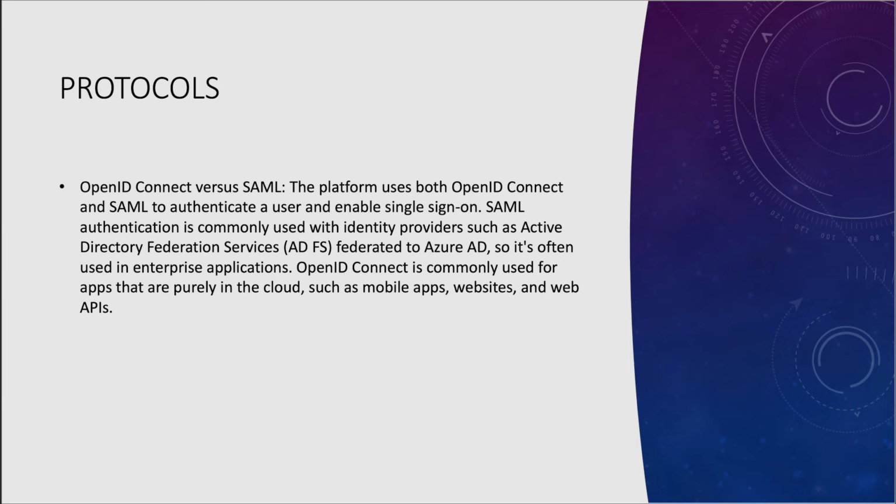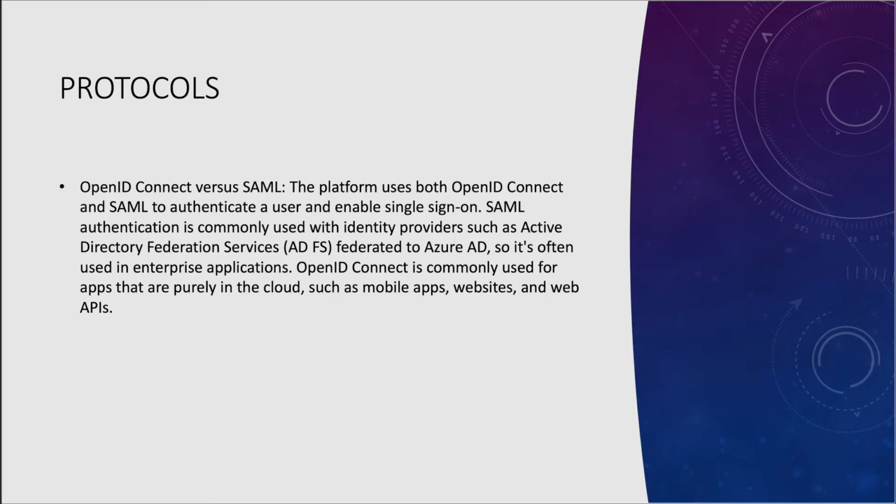Again, there's not a whole lot you really need to know here for this section other than what is authorization and what is authentication. There are some protocols here you do want to know about: OpenID Connect versus SAML. SAML is a little bit more old school, but both OpenID Connect and SAML can authenticate a user and enable single sign-on. Now, SAML is commonly used with Active Directory Federation Services and Active Directory. So if you're going to use it, that's okay.